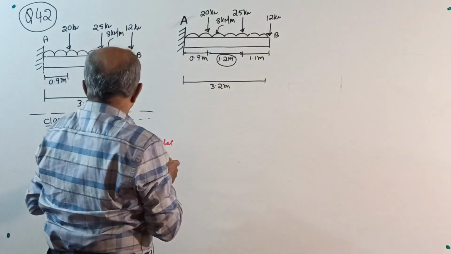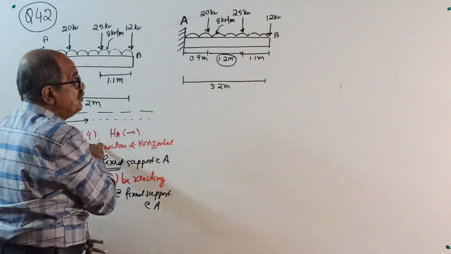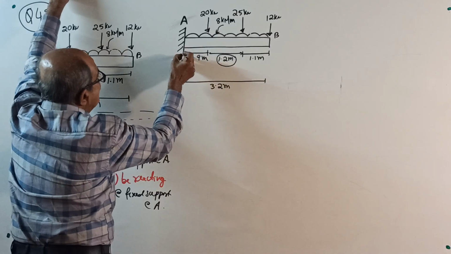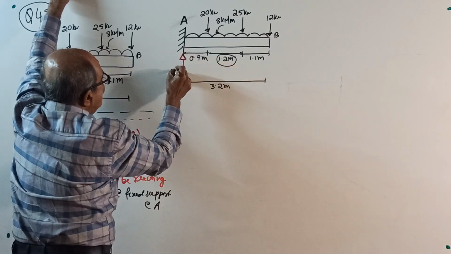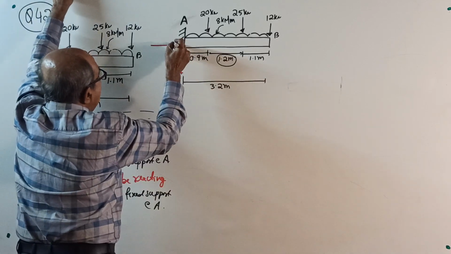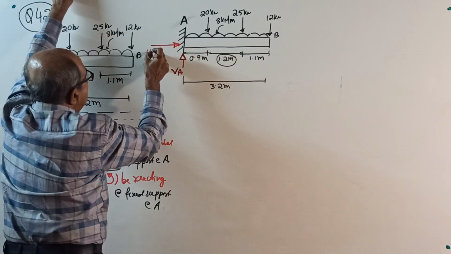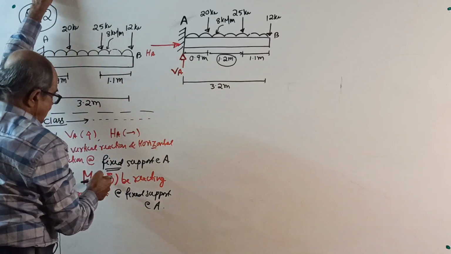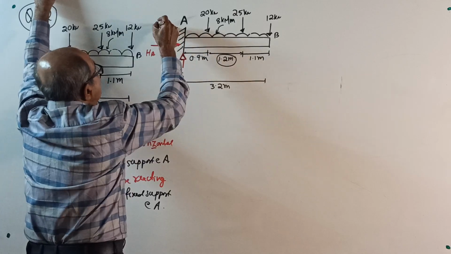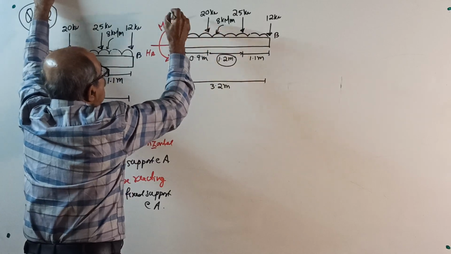Now, what direction of reaction you assumed here? Mark here. We took VA upwards. VA upwards. We took HA right side. Okay. Actually, it's not required. HA right side. We considered MA in anti-clockwise direction. Very important. Anti-clockwise direction is MA. Over.